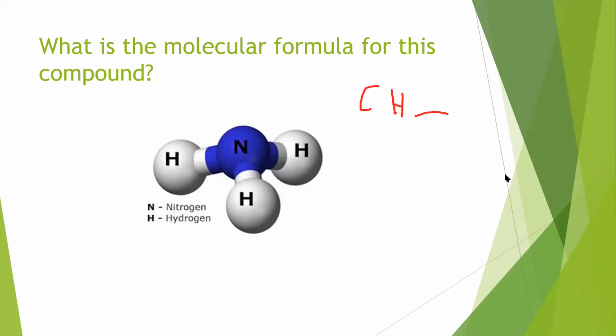So that's the major rule. So we first see how many different types of elements there are. There's 2 of them. There's 1 nitrogen, and then there's 3 hydrogens. So using the Hill system, we would actually write the answer as H3N.